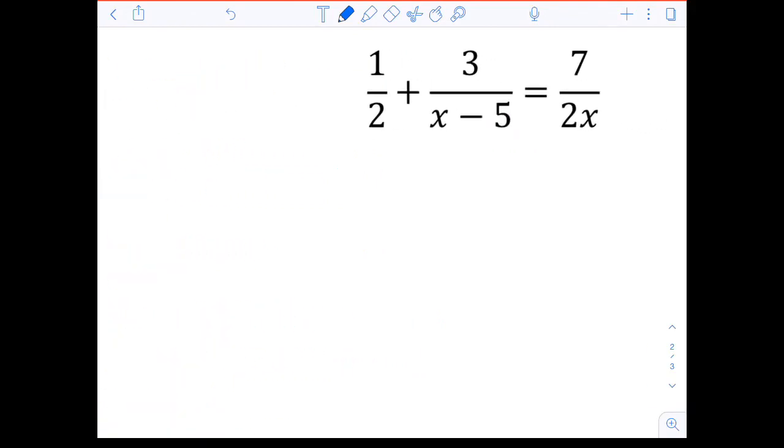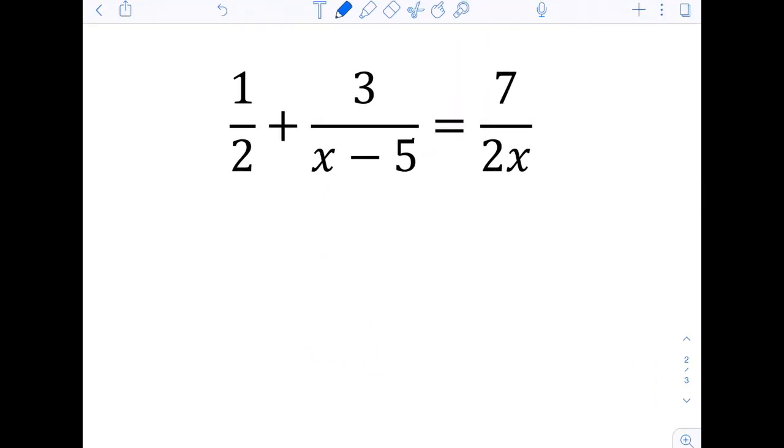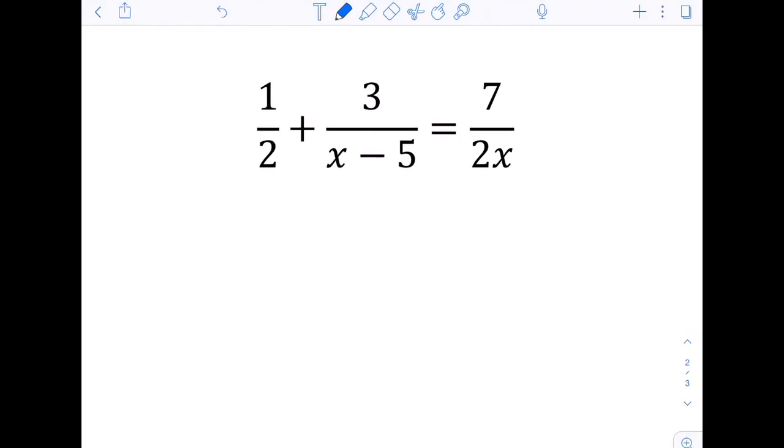The last one that we have over here is a little bit different. This one has 3 fractions, an addition of 2 fractions on the left side and one on the right side. What we need to do first is identify if there are any restrictions. We just have 2 on the bottom over here, so no value of x will make that fraction on the very far left undefined.